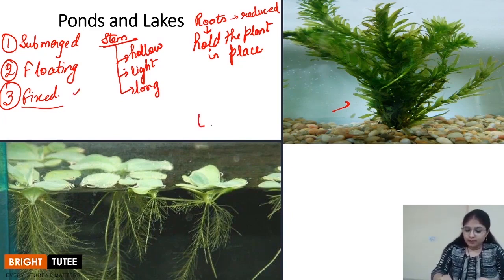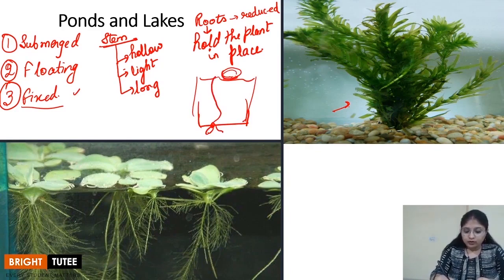So suppose this is the bottom of the lake, right? And over here you have the surface, right? So let's just imagine. Over here you have the root system, and the flowers and the leaves are on the surface. The stem has to go up to the surface. So the stem is usually very long. Apart from that, the stem is hollow so that it can remain light.